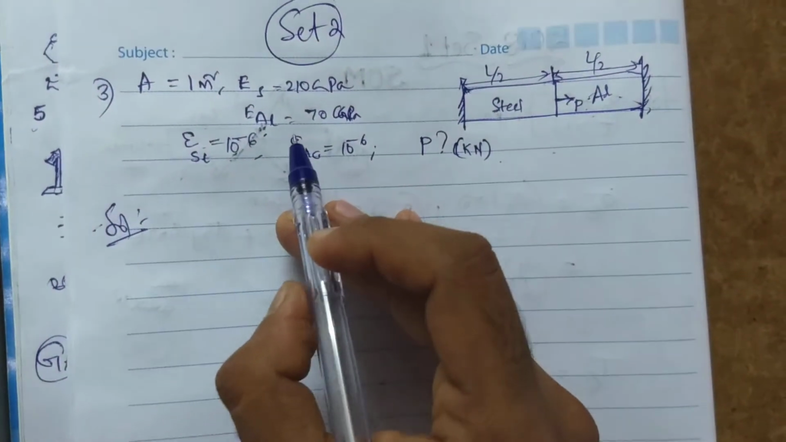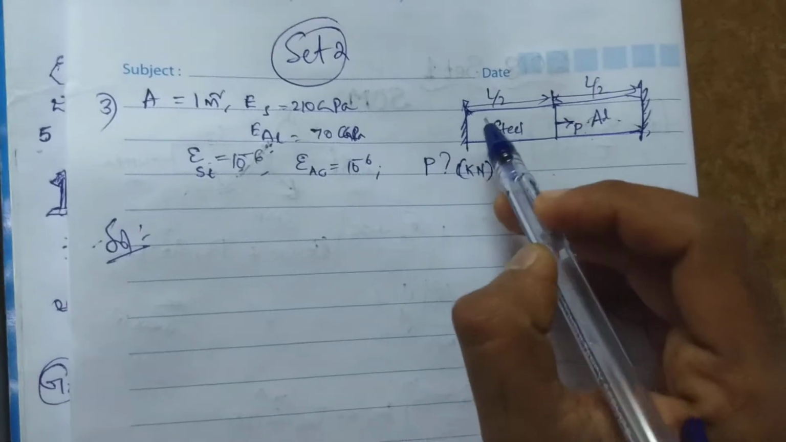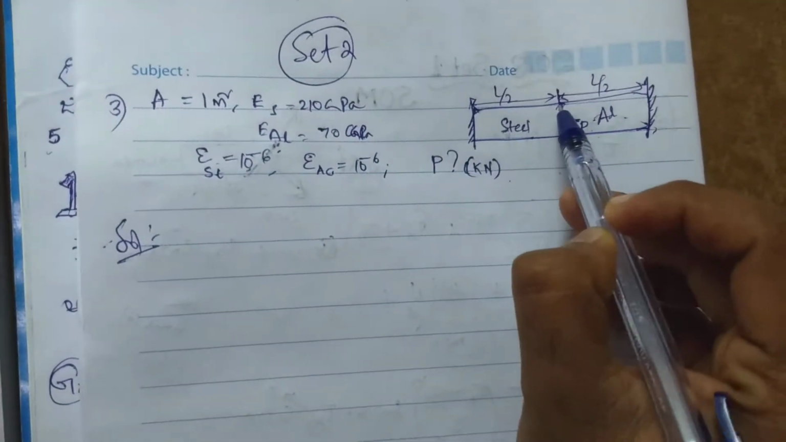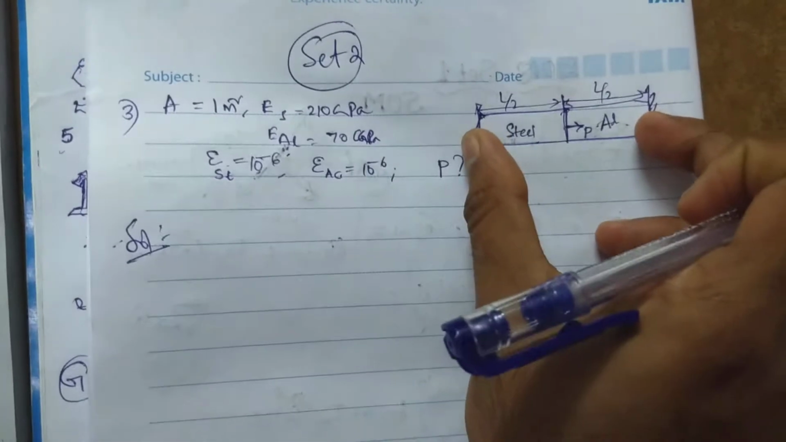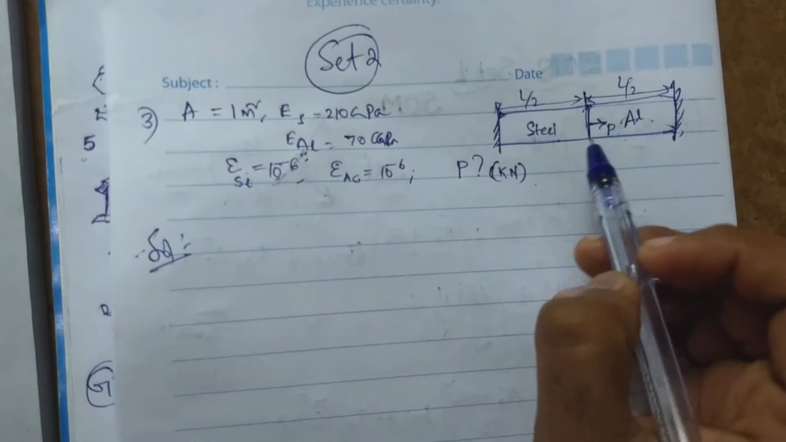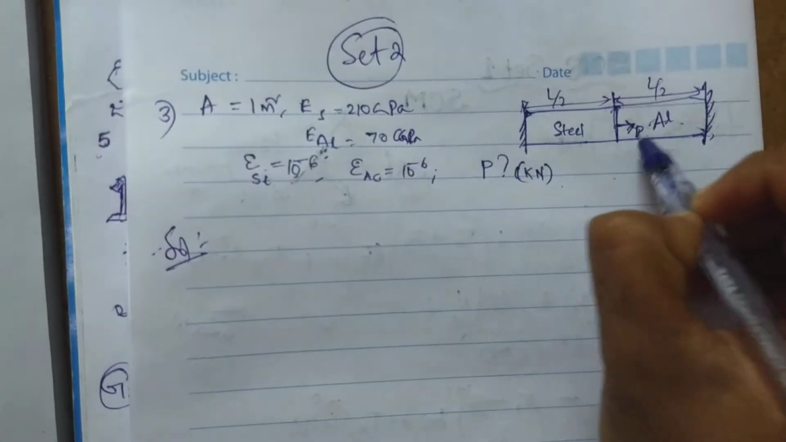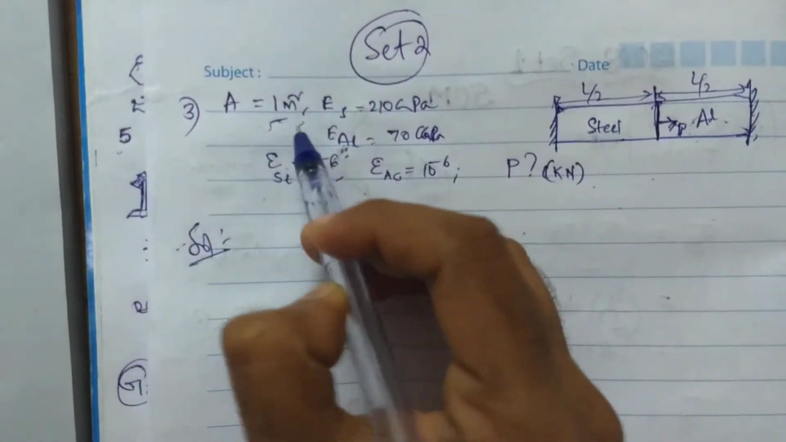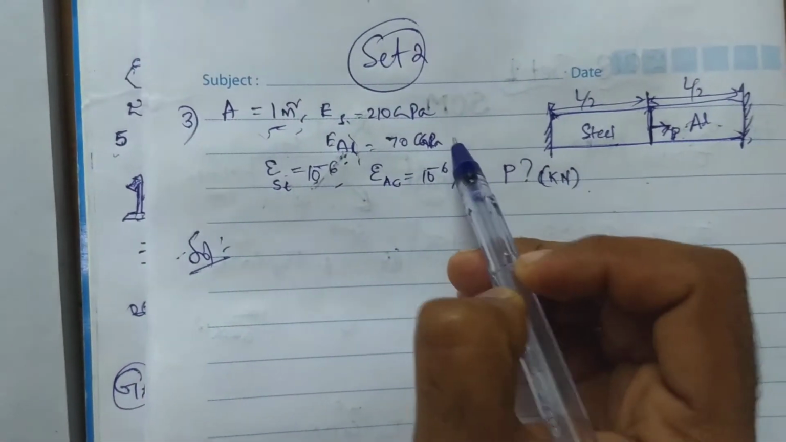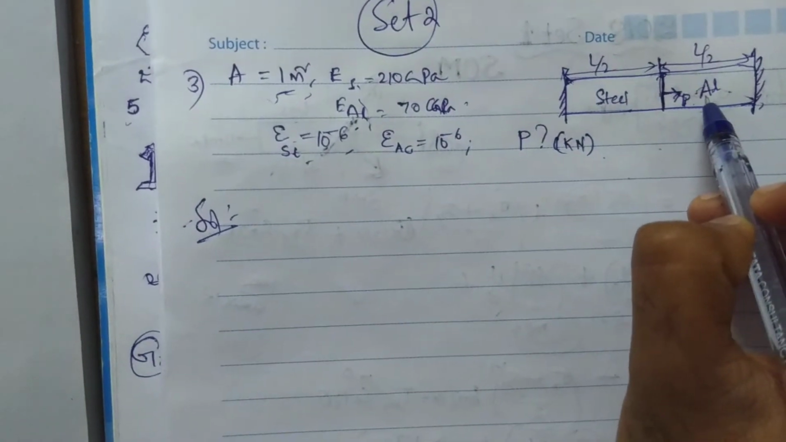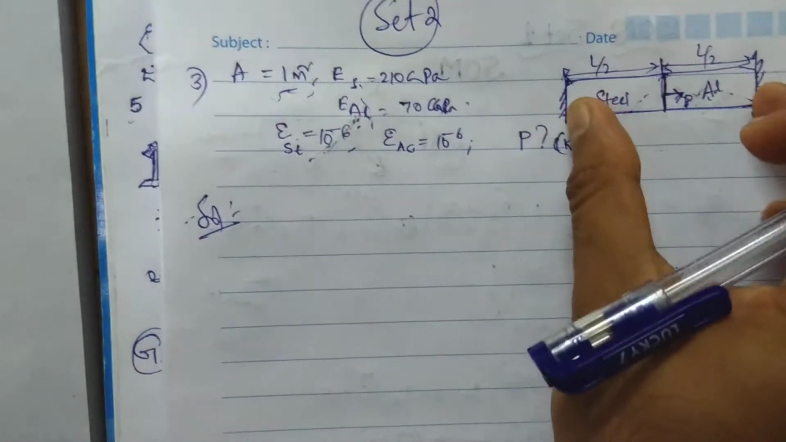Okay, now let us see the set 2 questions. A bimetallic cylinder made up of steel and aluminum joined together is clamped at both ends, each of length L by 2, and this is subjected to a force P at the junction. The area of cross section is given as 1 meter square, and Young's modulus of both materials are given. The strain in steel and strain in aluminum is given. Obviously both strains are equal because both are clamped.